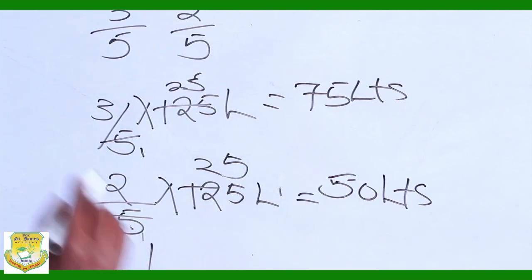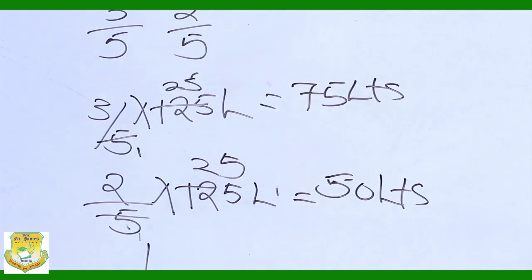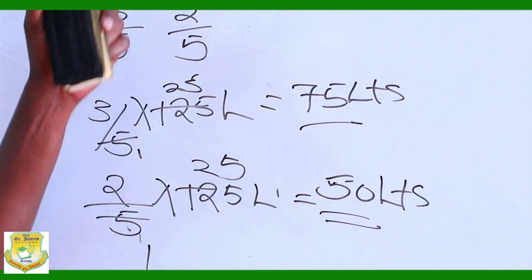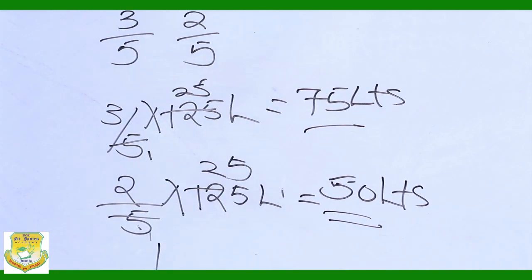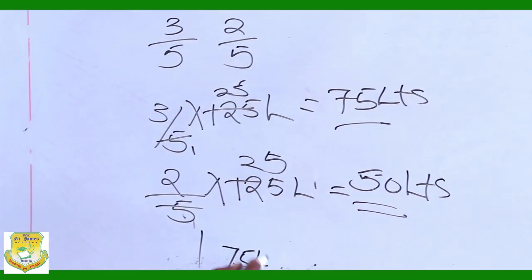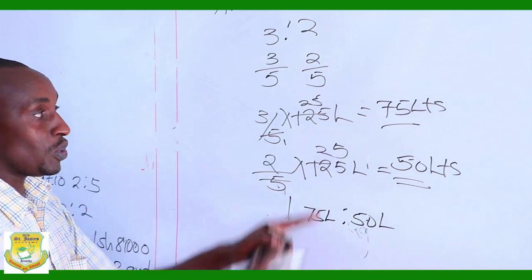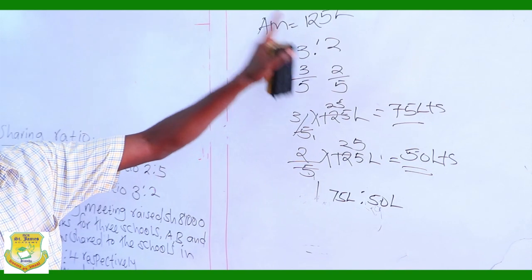Because the first one is 3, the ratio is 3:2. This is the quantity now. And we have said we can get back our ratio by taking 75 liters is to 50 liters. Then from there you simplify. You're going to get 3:2.